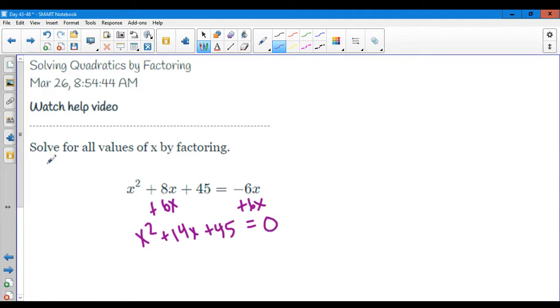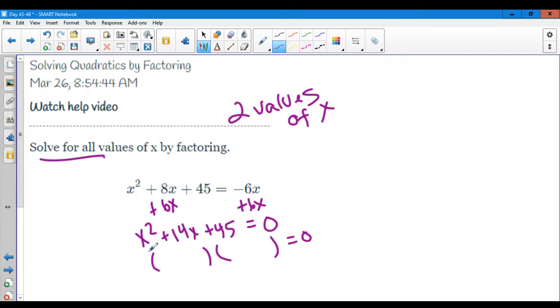Now, it says to solve. That means we're going to find two values of x, and we have to factor this trinomial. So you have to set up your two binomials just like this and decide what to put at the beginnings. The beginning is like the beginning of the trinomial. It's just going to be x times x. And then the two numbers at the end of these two binomials will multiply together to be the 45.